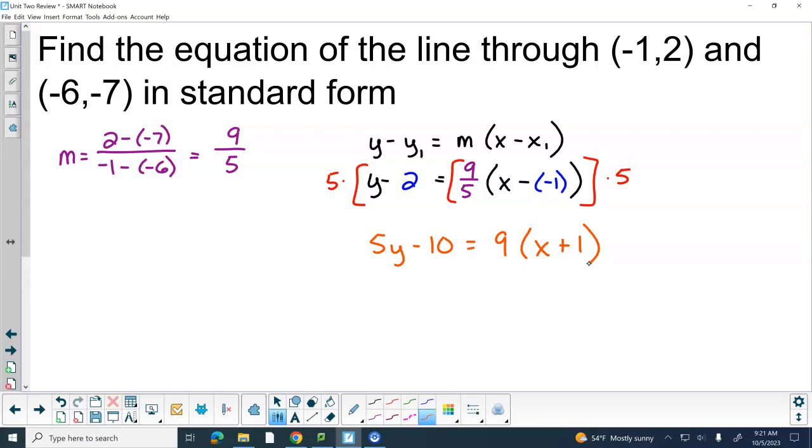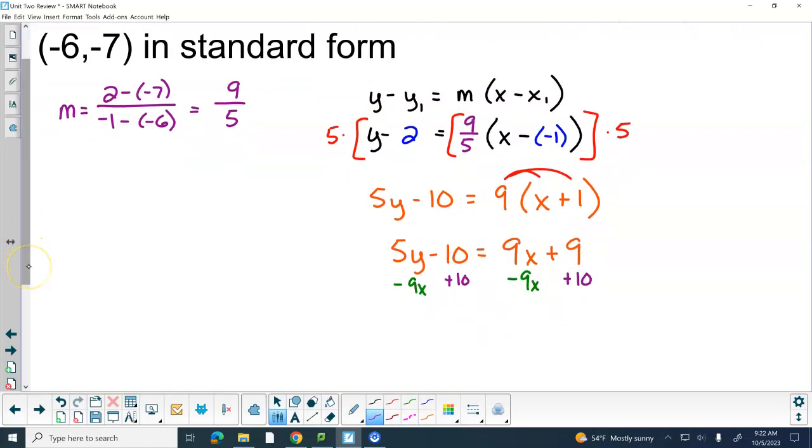Then I can distribute this time. That would give me 5y minus 10 equals 9x plus 9. Standard form has x and y on the same side, so I'm going to then subtract 9x from both sides. Standard form has the numbers on the other side as my two variables.